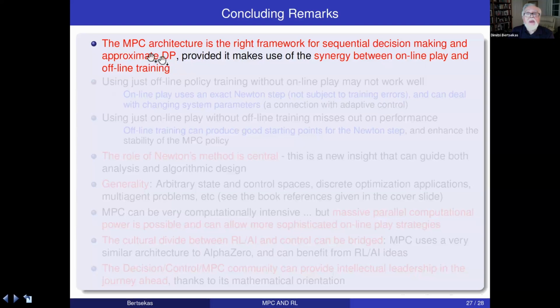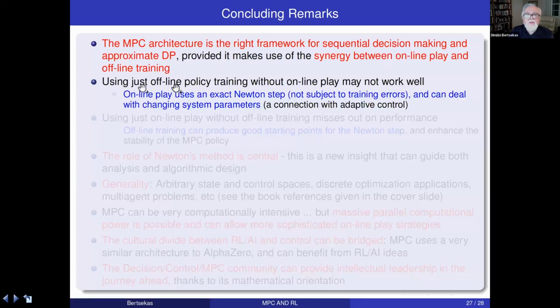The first point I want to make is the MPC architecture is the right one. It's the right framework for sequential decision-making and approximate dynamic programming, provided, however, it makes use of the synergy between online play and offline training.